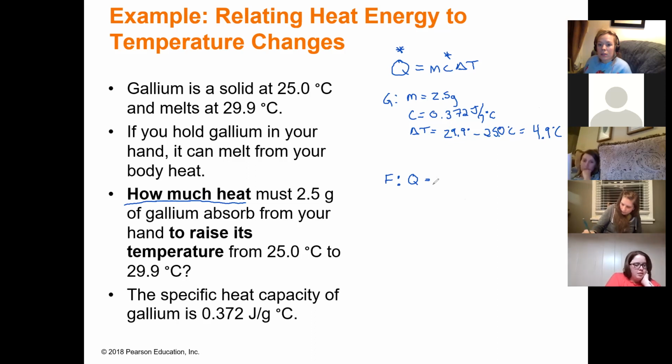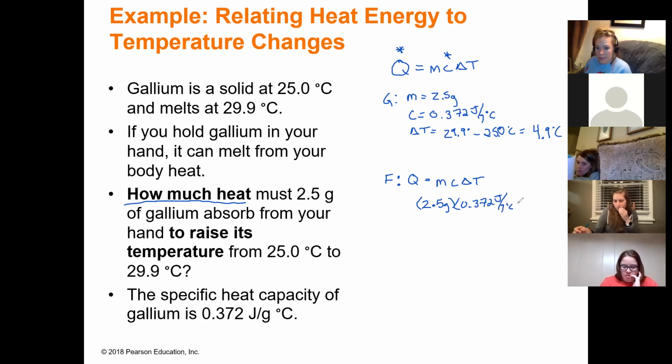We just plug it in. Q equals mc times delta T. When you're plugging this stuff in, use all the units. Don't just write numbers, because then we can see what cancels. So 2.5 grams times the specific heat, 0.372 joule per gram degree Celsius, times the change in temperature, which is 4.9 degrees Celsius. Now I can look at my units and see what cancels. Celsius cancels, gram cancels. And what unit are we left with? We're left with a unit of joule, which is a great unit to have for heat. We want it in joule or calorie.